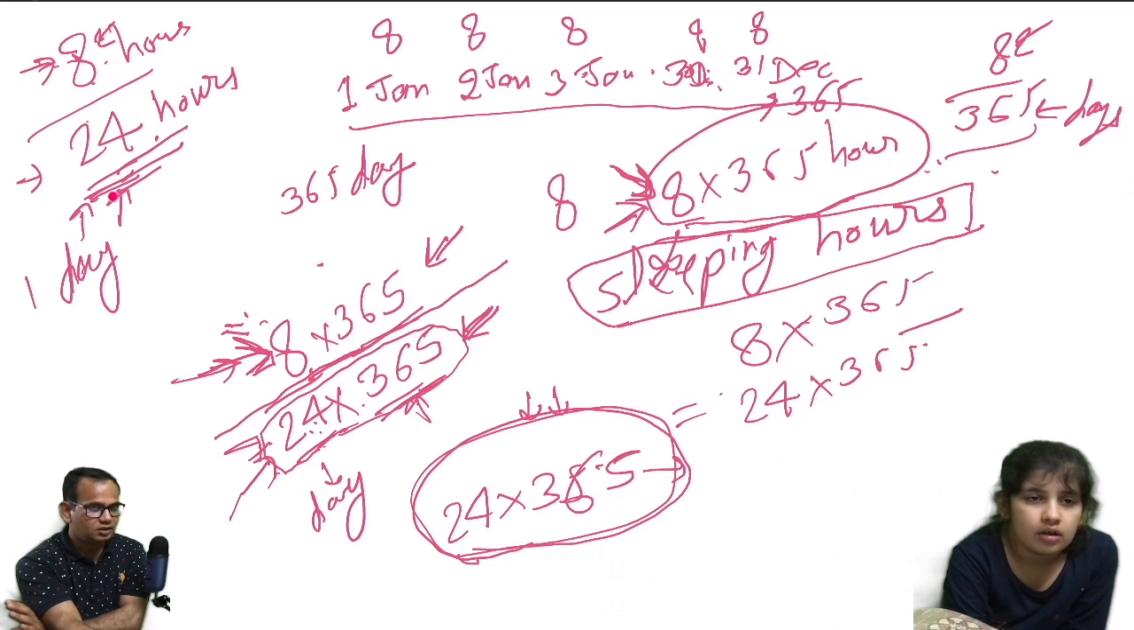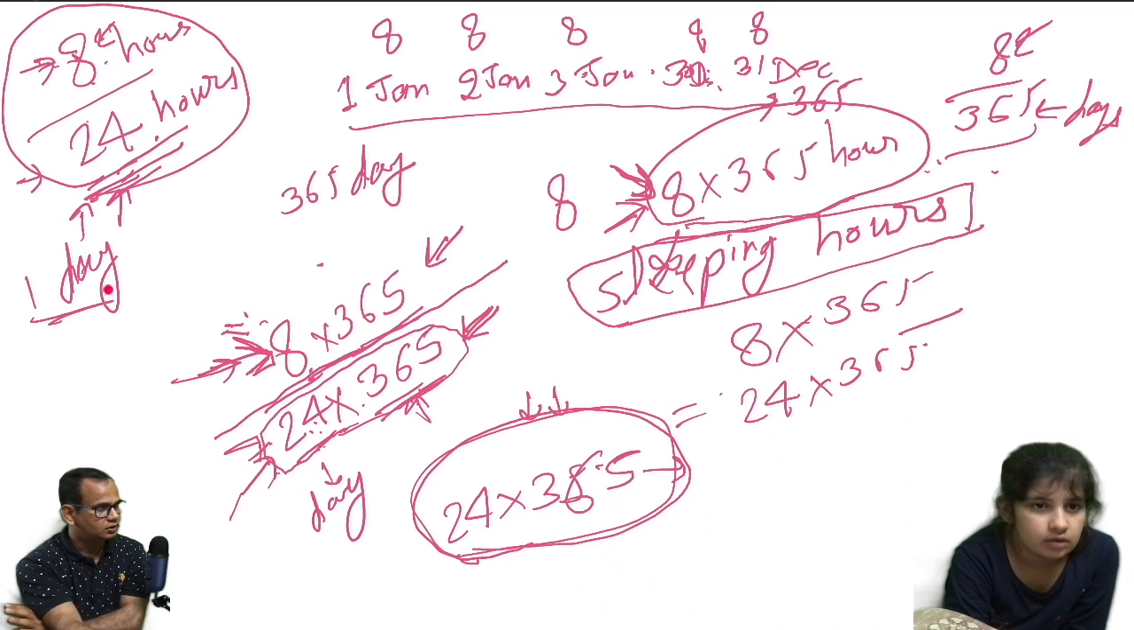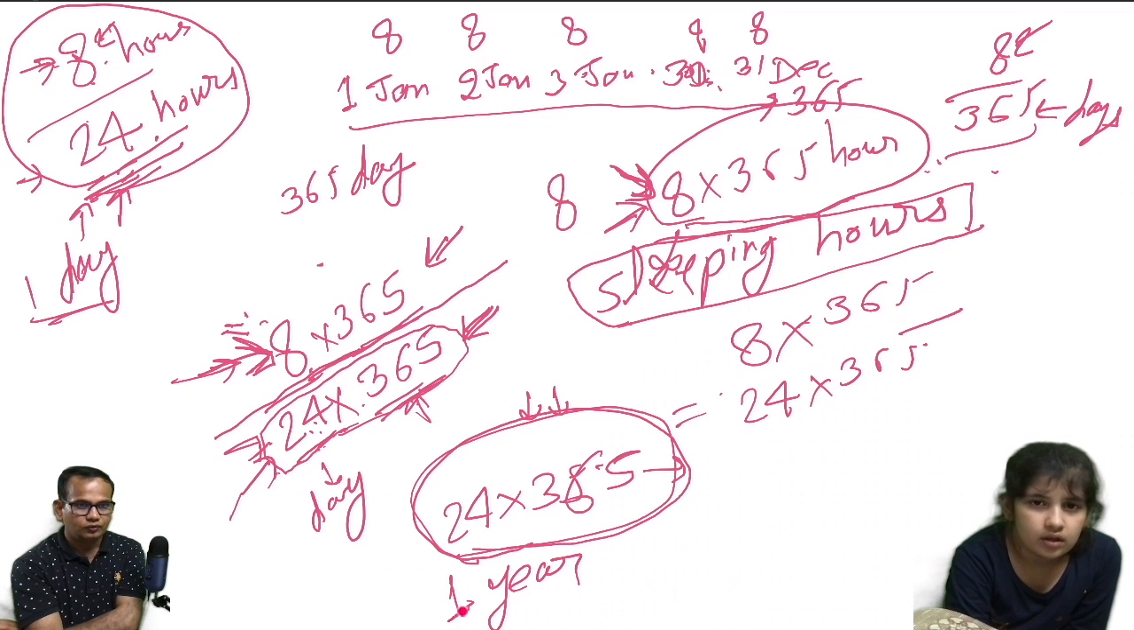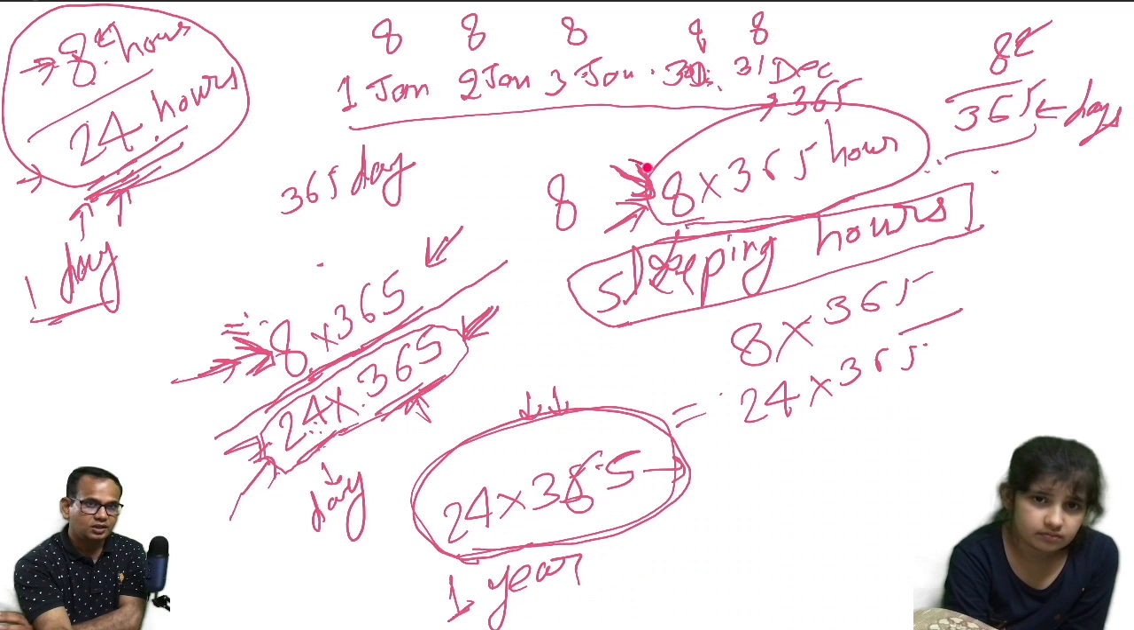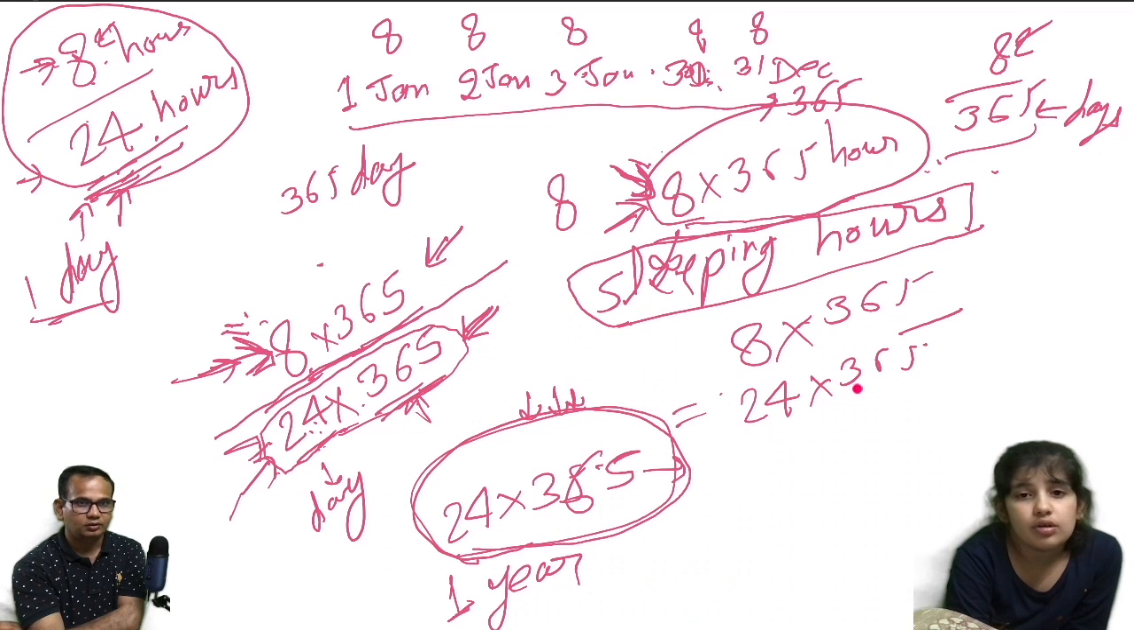Yes? This one is for one day. Right? For 1 year, so for 1 year we have these many hours and these many hours. This is for sleeping and this is for total. But sleeping hours we can already do by 8 by 365.